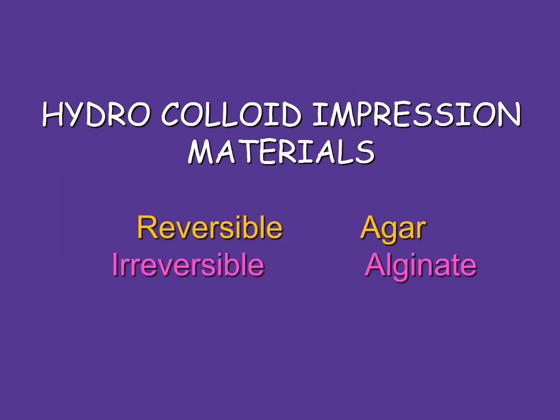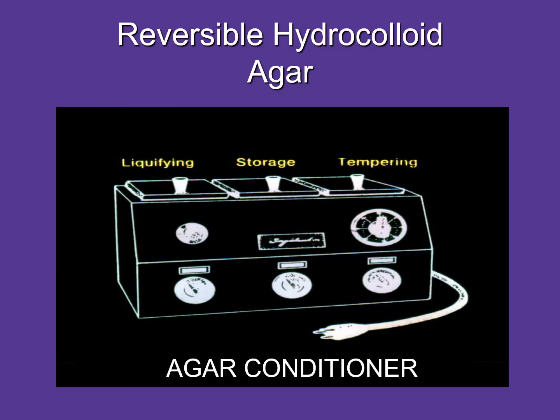Examples of hydrocolloid impression materials are agar, which is reversible, and alginate, which is irreversible. Agar is a galactose sulfate, which forms a colloid with water. It liquefies at a certain degree and gels at a certain degree as well. Alginates are based on alginic acid, which is derived from a marine plant. Reversible hydrocolloids can return back to their original state.